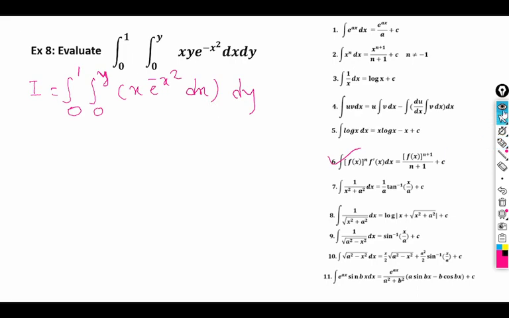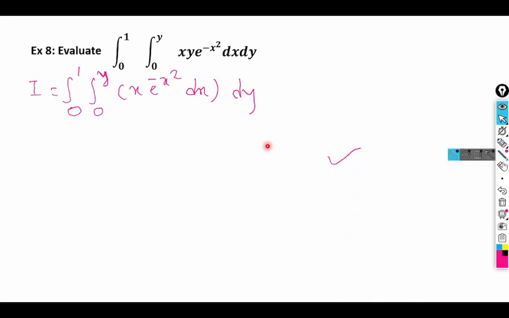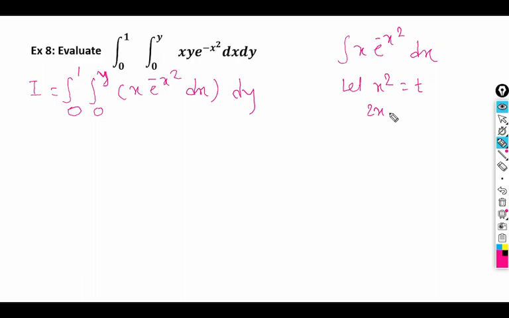So let me show you how we use the substitution method here. So x square is t, x dx is, we say, here our aim is to integrate this x e raised to minus x square dx. So this is the side work again. So let x square be equal to t. So you'll observe 2x dx is dt. So if x square is t, 2x dx is dt.